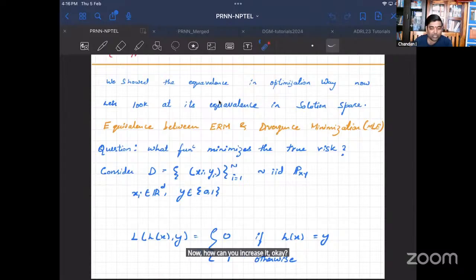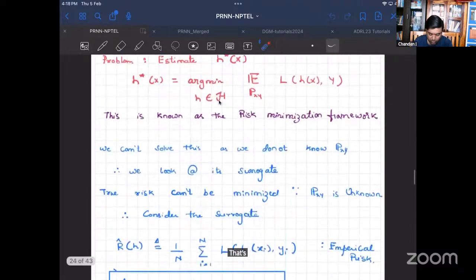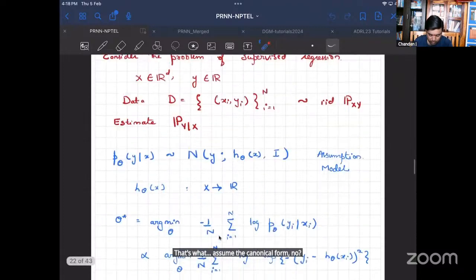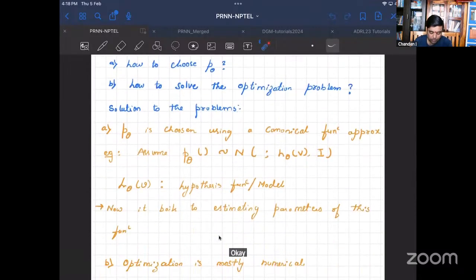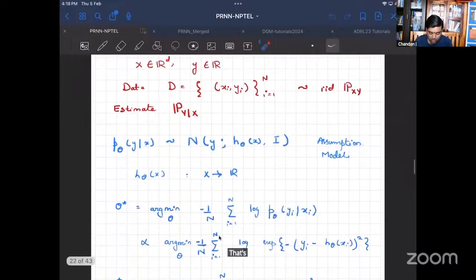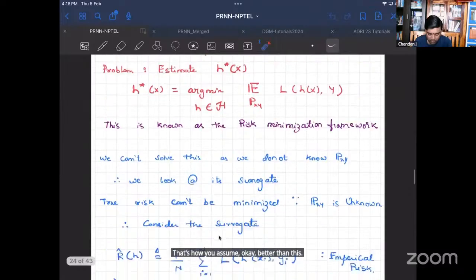Okay, then the MLE objective effectively. Notes of the sessions have already been given with all the things. So p theta of y given x, wherein y is the mean function of x here. That's what you take. Now, as I told you, that's what you assume as the canonical form. So this is the hypothesis function. That's how you assume. Explaining with this may be better.